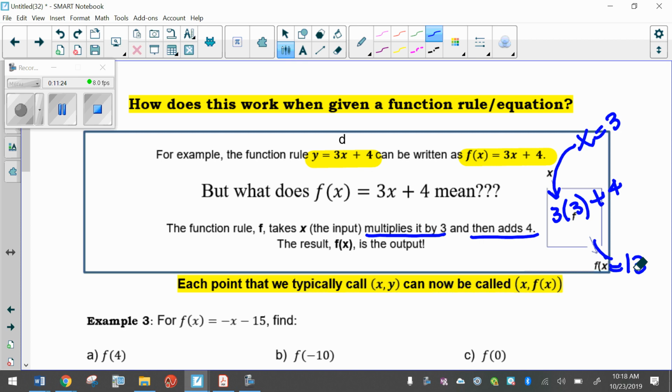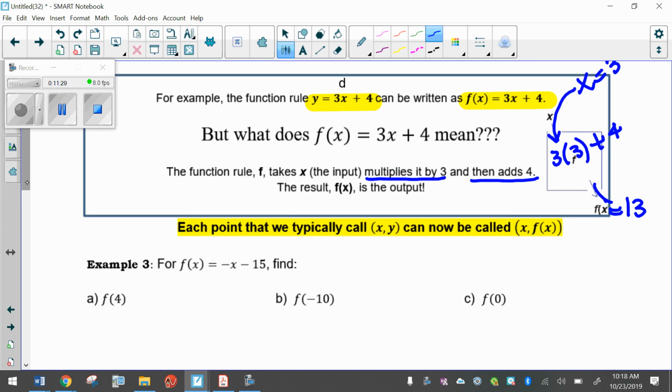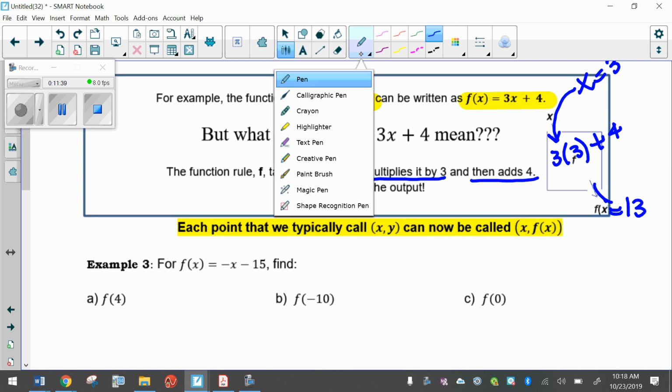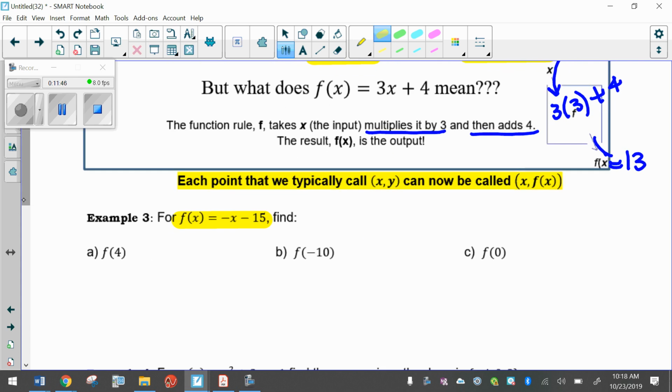All right, so then it says each point we typically call x and y can now be called x, comma, f of x. Again, just reiterating that f of x is our new y notation. All right, let's see what we got here. So this one, our first rule is here, f of x equals negative x minus 15. And the first question wants f of 4. So I'm going to grab my pen here, and I'm going to do what I've been doing on all the other ones. That means the input, or the x value, is 4.